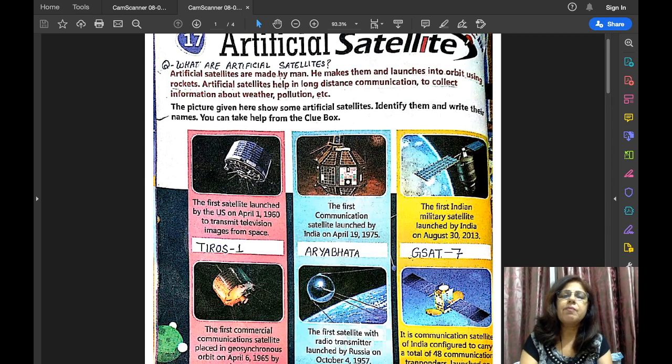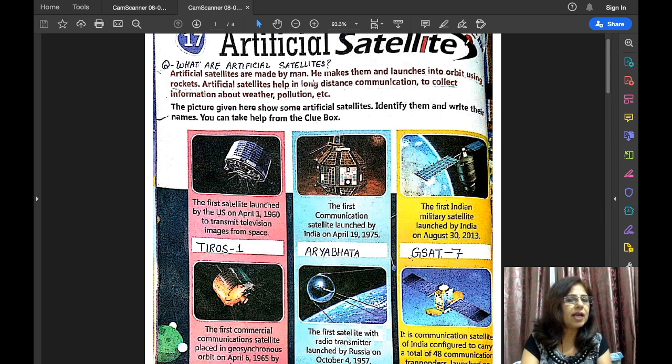Artificial satellites are made by man. He makes them and launches them into orbit using rockets. Artificial satellites help in long distance communication and to collect information about weather, pollution, etc. As I have already told you, artificial satellites are made by man, and man launches them into orbit using rockets. And these artificial satellites help in long distance communication, in weather forecasting, and they give information about pollution.